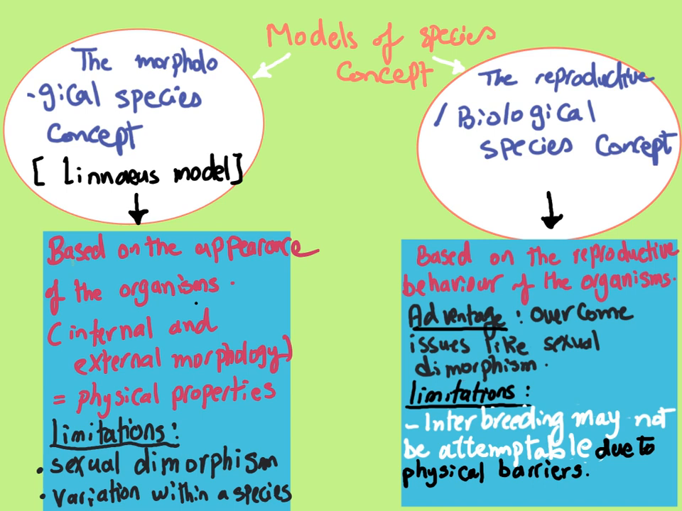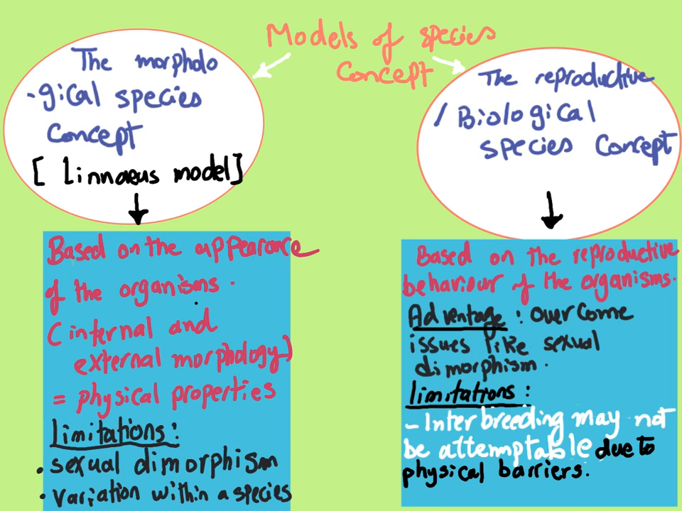Okay? The second model, we call it reproductive model or biological species model or concept. This is based on the reproductive behavior of the organism. So they depend on classification of species if the living organism is capable to reproduce or not. If the two living organisms can reproduce and produce fertile offspring, so we put them in one species. This is why we call this model reproductive species concept. So it depends on the ability of the organism to reproduce or the behavior of the organism during reproduction.